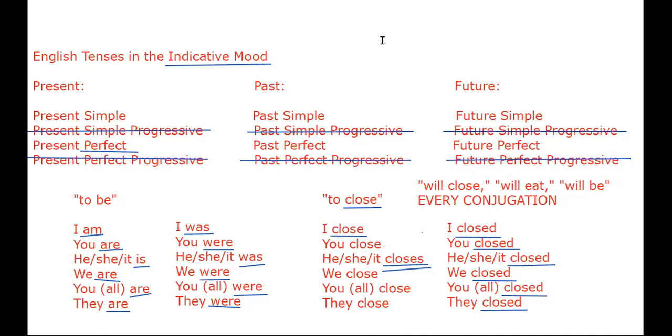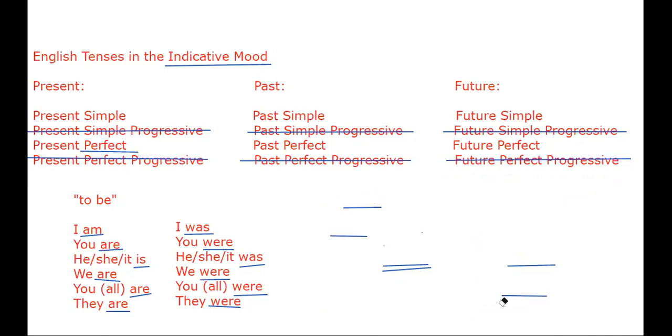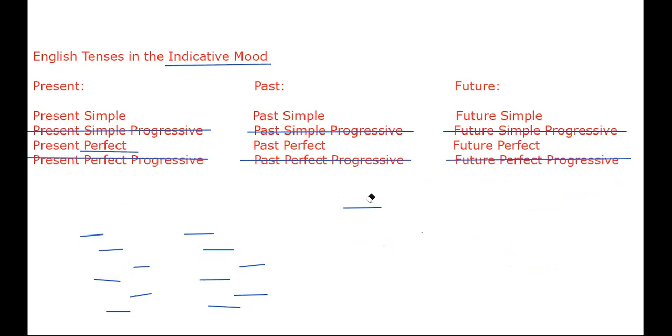But that's how you conjugate for every single tense, for past, present, and future. But for the progressive forms, I'll show you that later, because again, I'm not going to focus on them right now. So again, going back to the present and past simple.